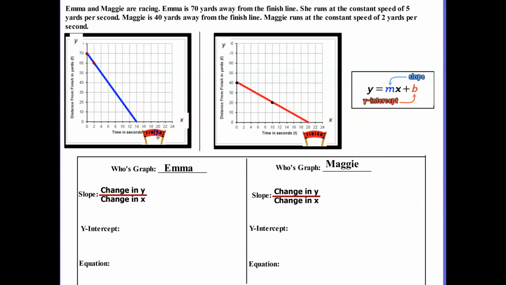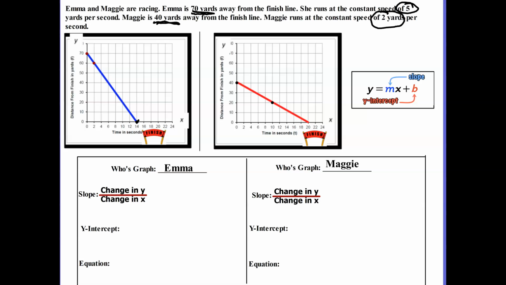So for this word problem, we're looking at two people that are racing. Emma is 70 yards away from the finish line, and she runs at a constant rate, so 70 yards away from the finish line. Let's say the finish line is right here, and she's 70 yards away, and at a constant speed of 5 yards per second. Maggie is 40 yards away from the finish line, and she runs at a constant speed of 2 yards per second.